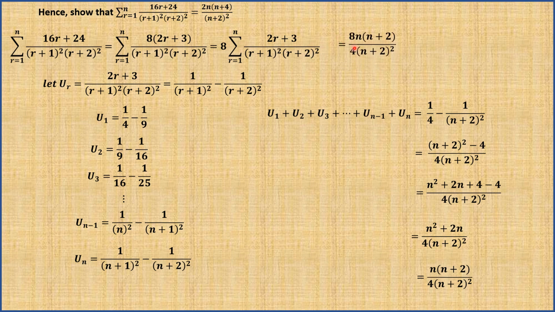So this one will just be 8 times this value, right? And finally, when we do this, 8 divided by 2 will just give us 4. And finally, that's the proof that was required of us. So that's the end of the tutorial.